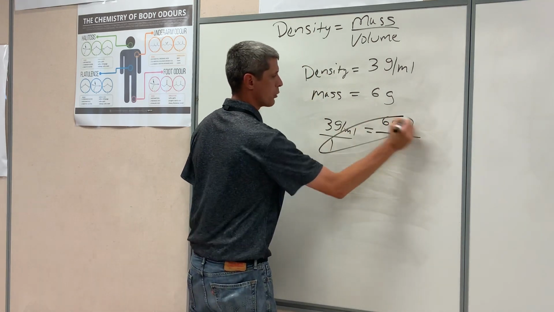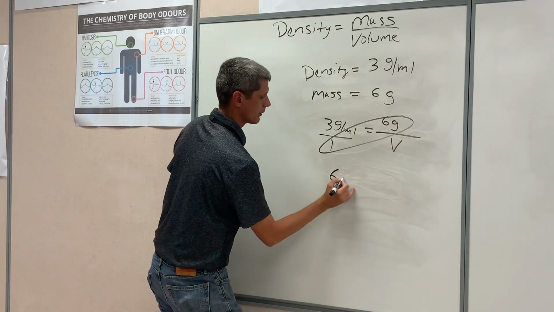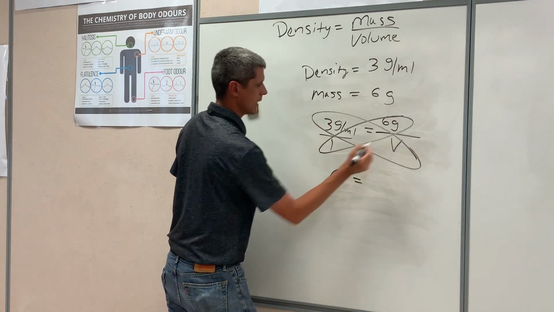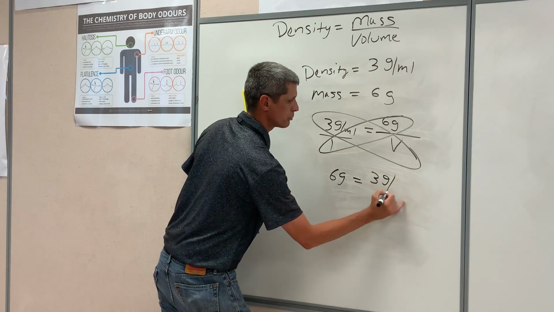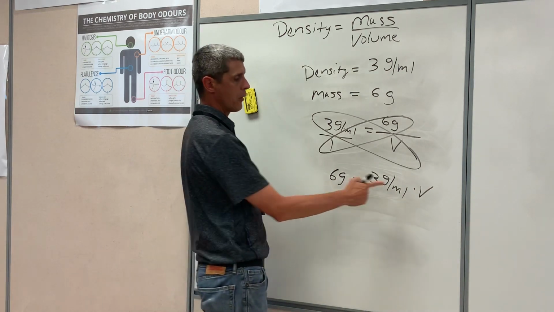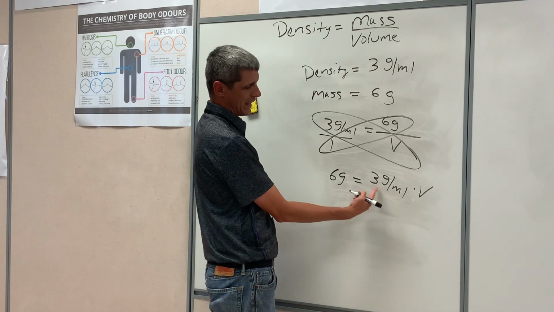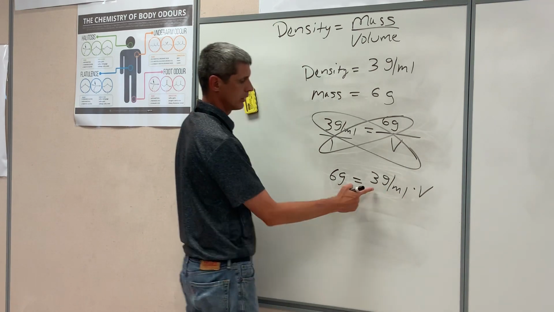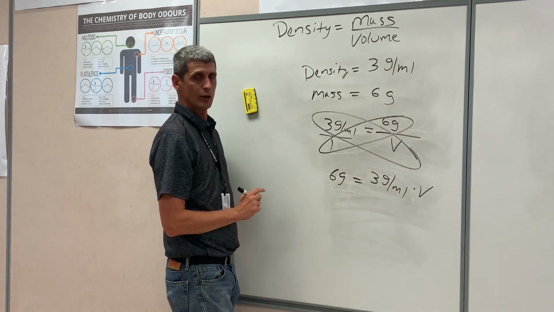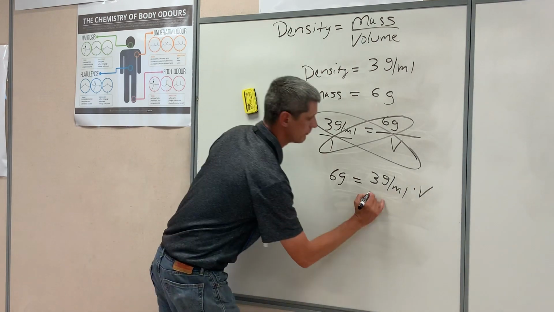I'm going to cross multiply here. It's going to be 6 grams. And then over here I'm going to cross multiply and I'm going to get 3 grams per milliliter times V. Now the variable, we need to isolate the variable, and it's really important because otherwise we can't figure out what the volume is. The volume is being multiplied by all this stuff. To get rid of something that's being multiplied, you have to do the opposite function, which is to divide.